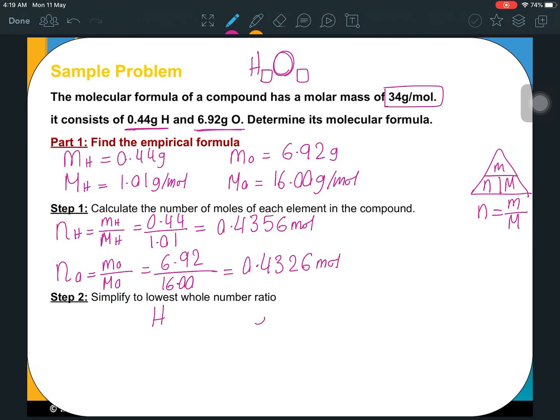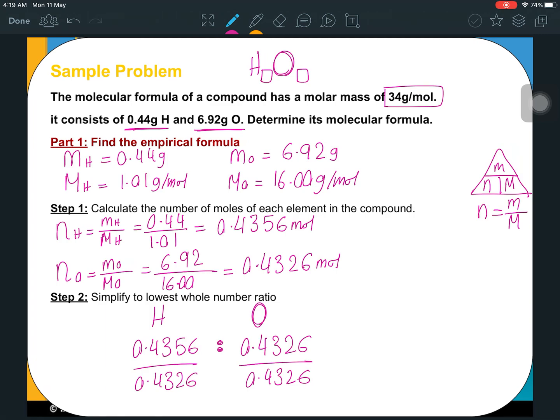So there's hydrogen and there's oxygen. I'm going to put 0.4356, then the little ratios, 0.4326. And I'm going to divide both by the lowest number, so divided by 0.4326 and 0.4326. This will end up being approximately 1, and this will be equal to 1. So in the end, my empirical formula is H1O1, so just H and O.